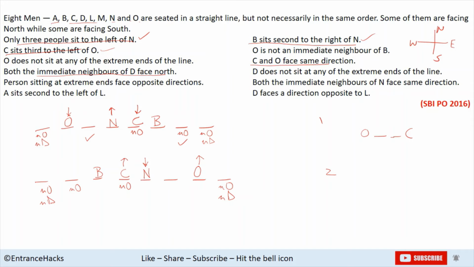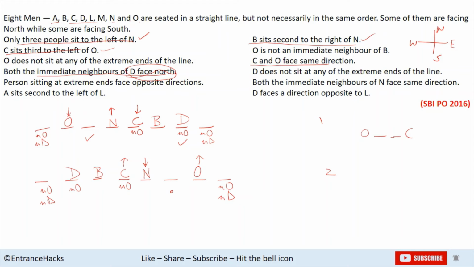But both the neighbors of D face north. So D cannot come here as O is facing south here. So D has to necessarily come here, which is the position left. And in the second option also, N is facing south at this position, right? So D cannot be here. So D has to come here.